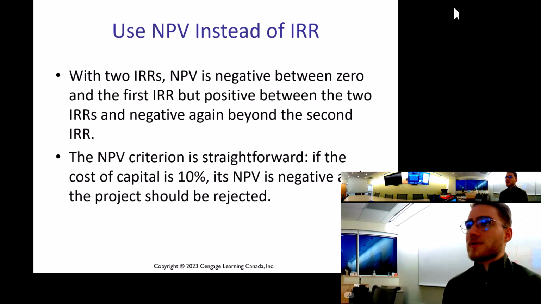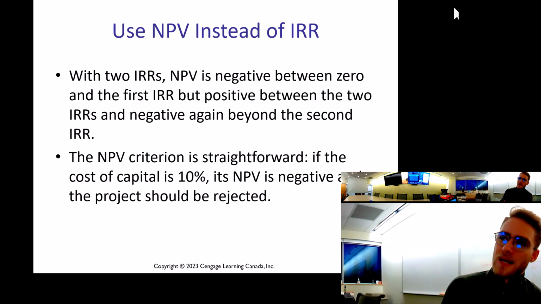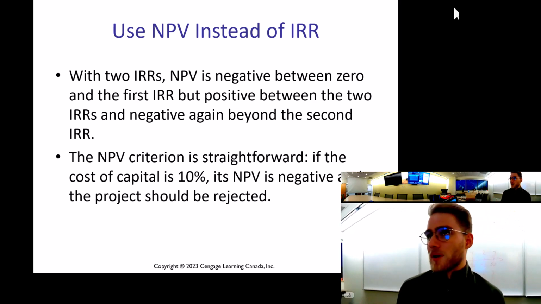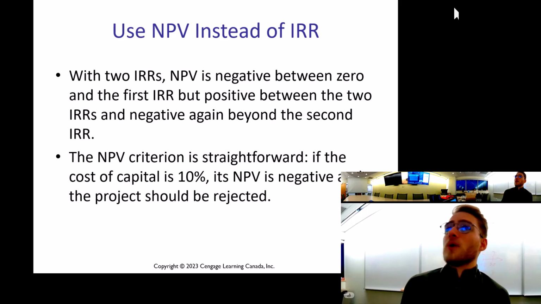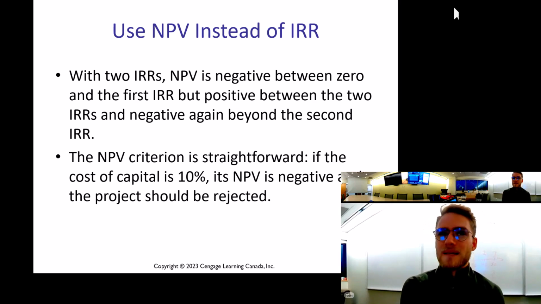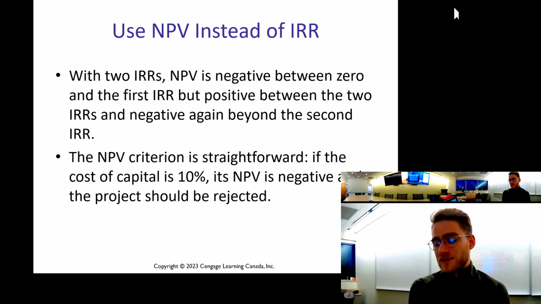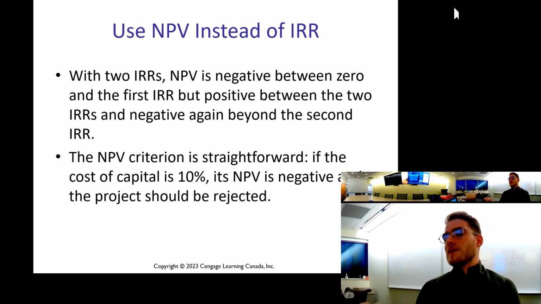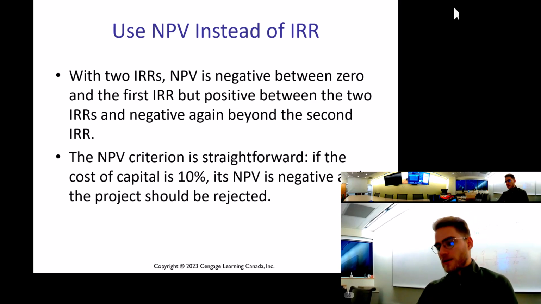But in this case, the IRR would mislead us. We would say cost 10%, IRR 25%, accept the project. Whereas if we did the NPV at 10%, it would be negative. It would be that $774,000 loss. It wouldn't mislead us. So in this case, the NPV is more truthful than the IRR calculation is.